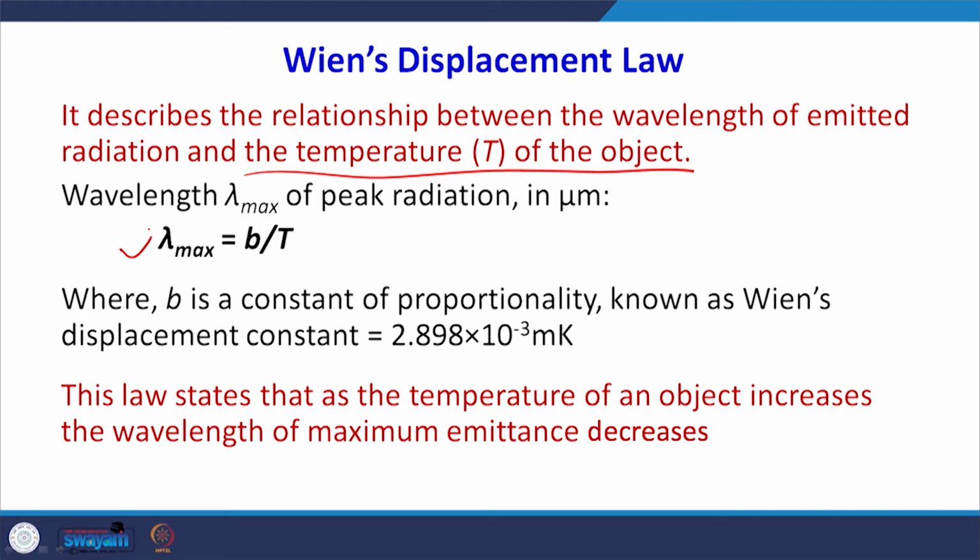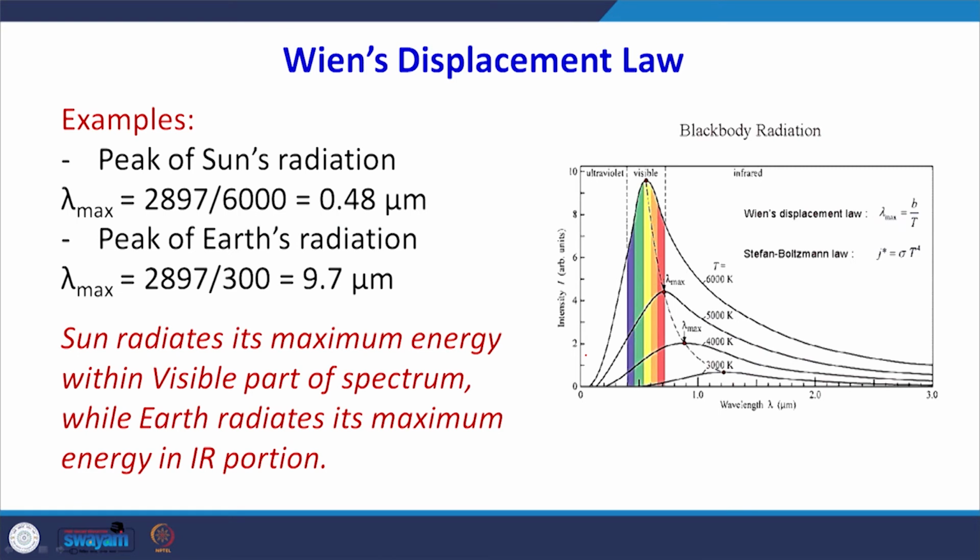Here B is a constant quantity. So, lambda max is equal to B by T, and B is Wien's displacement constant. So, its value is also a fixed constant quantity. That means as the temperature of the object increases, the wavelength of the maximum emittance also increases. That is what we are getting from this Wien's displacement relationship.